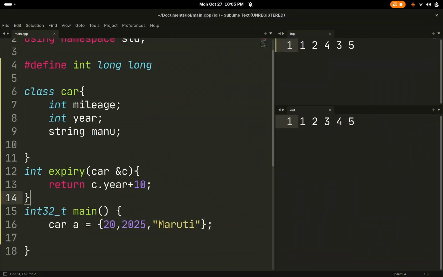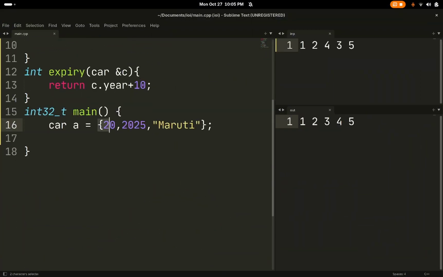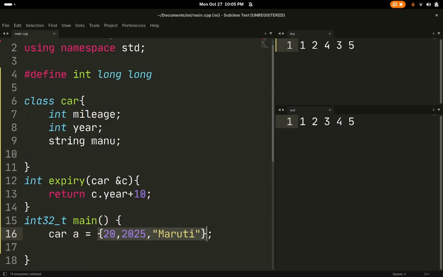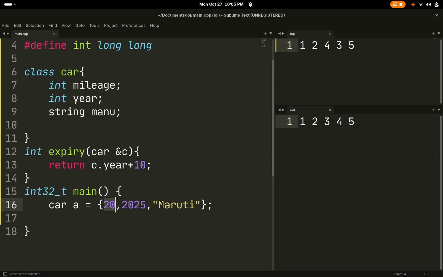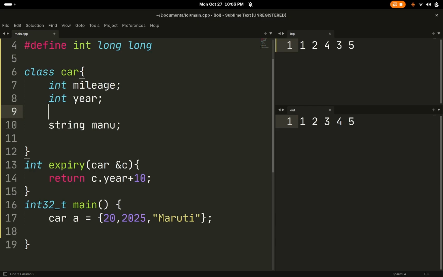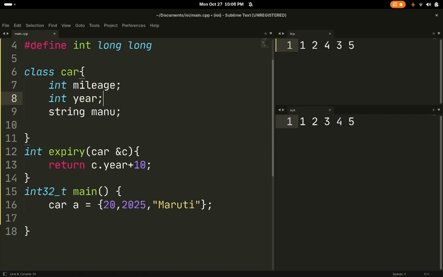Okay. So now the question is, what exactly did I do here? How did the compiler know that this 20 was talking about the mileage and this 20 was not talking about the year? And what if I wanted to, say, define this in a different way? Say I had some other value that had to be calculated from these two values. How would I do that? So this is where constructors come in.